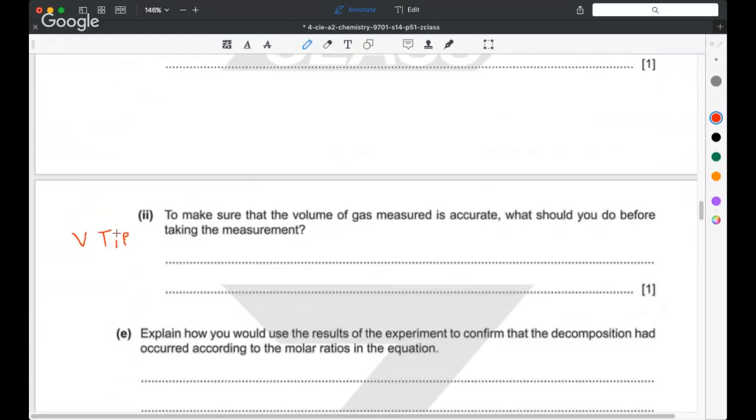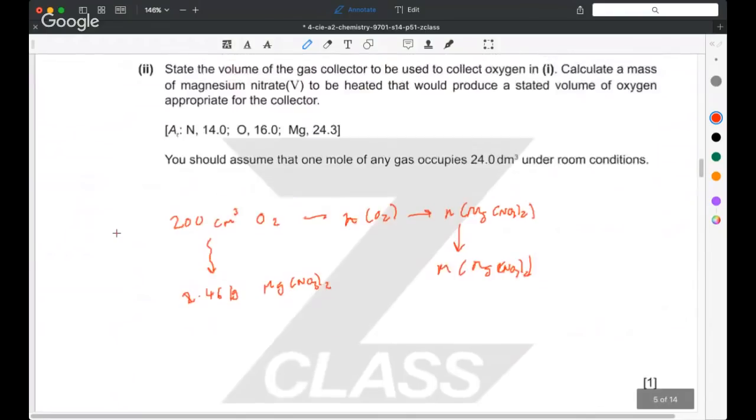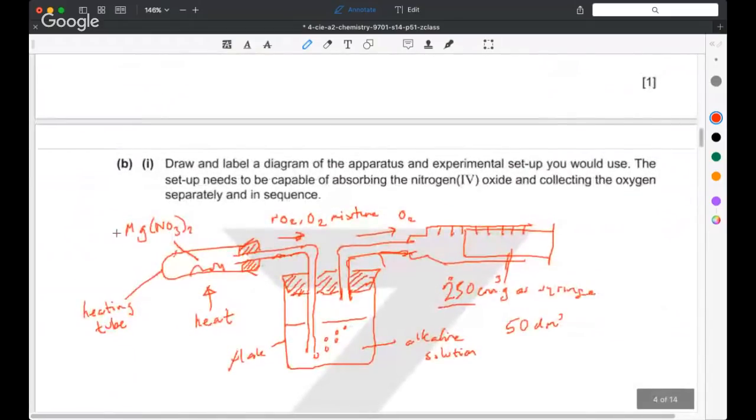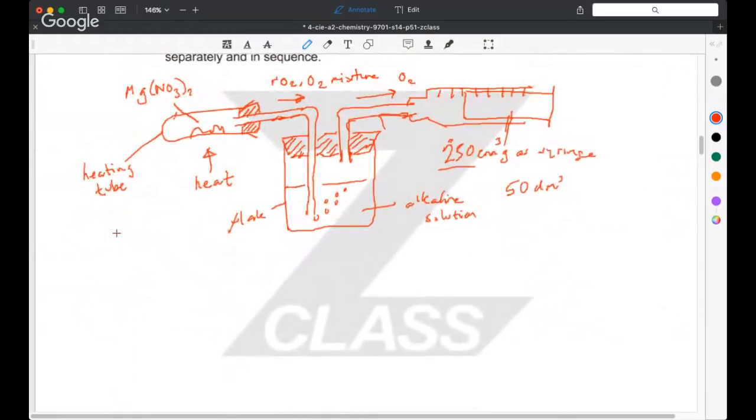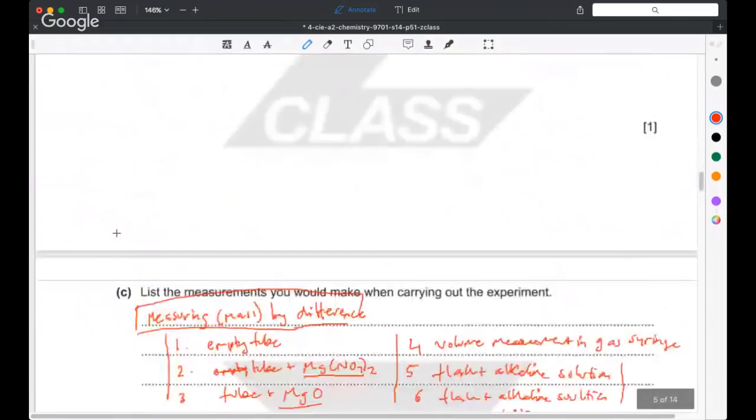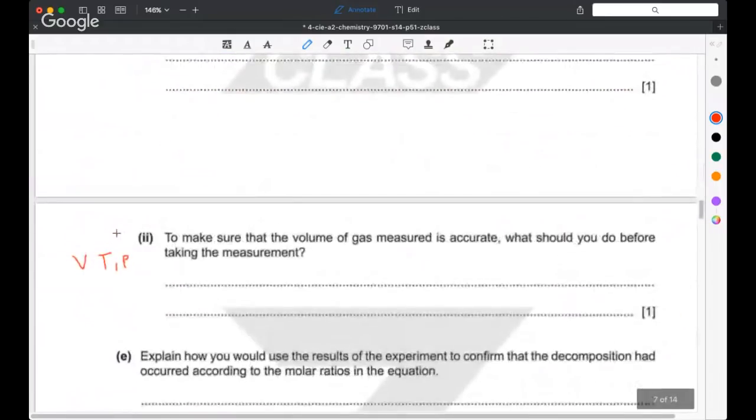And even if we haven't heated the gas syringe, and that's not a good idea, you shouldn't do that anyway, the gas might still be warm because it came from really hot magnesium nitrate and bubbled through. The oxygen gas we collected might not have been at room temperature. So you've just got to be careful that when you're measuring the volume of gas, the syringe has properly cooled to room temperature. So to make sure the volume of gas measured is accurate, what should you do before taking the measurement?